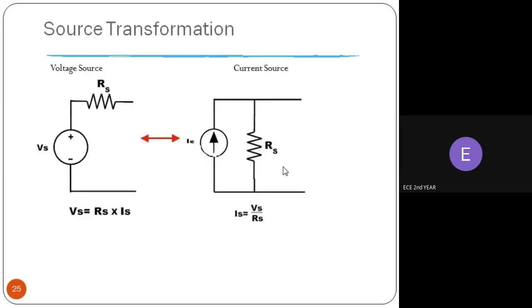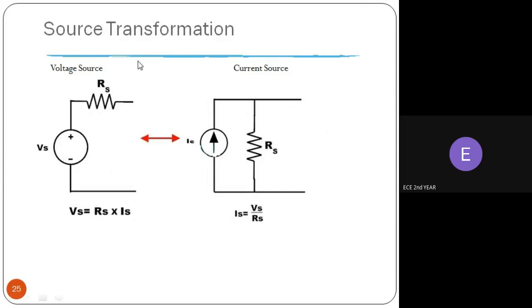Next one is source transformation. Here a voltage source can be converted into a current source, and a current source can be converted into a voltage source. A voltage source is always connected with a series source resistance, and a current source is always connected with a parallel source resistance. So a current source can be modified into a voltage source, and a voltage source can be modified into a current source in this manner.